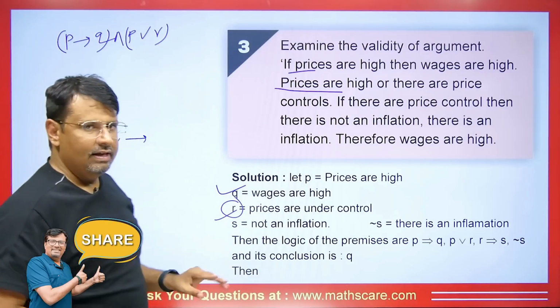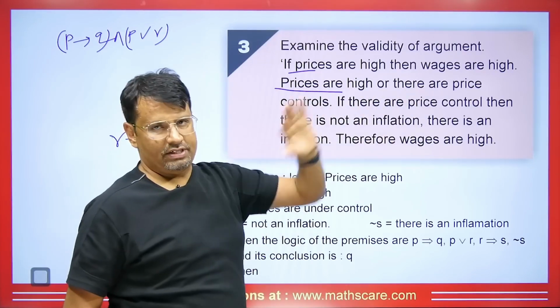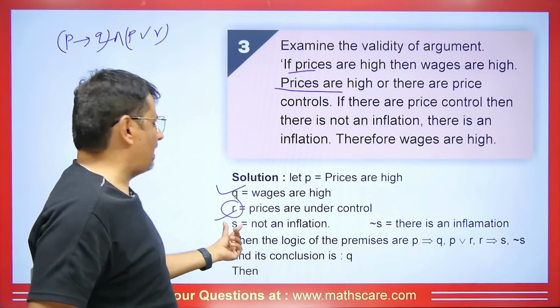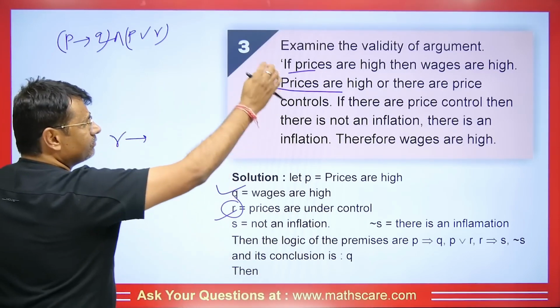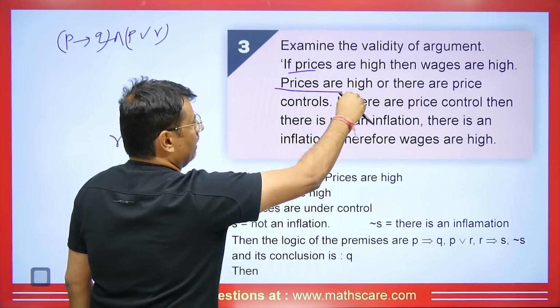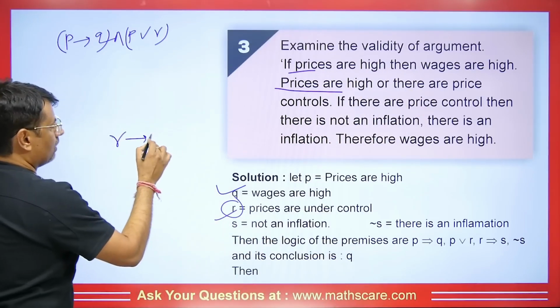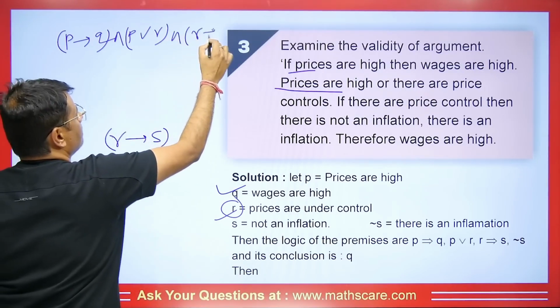If you have any doubt, then ask in the comment box. If there is price control, then there is not inflation. Inflation is a new premise here. So we will denote inflation as S, not inflation. So what is happening here? Tell me. The prices are high. There is price control. If price control is there, it's not inflation, upon denoting this as S. We get this. So here we will connect it with and. Then we will get this answer.